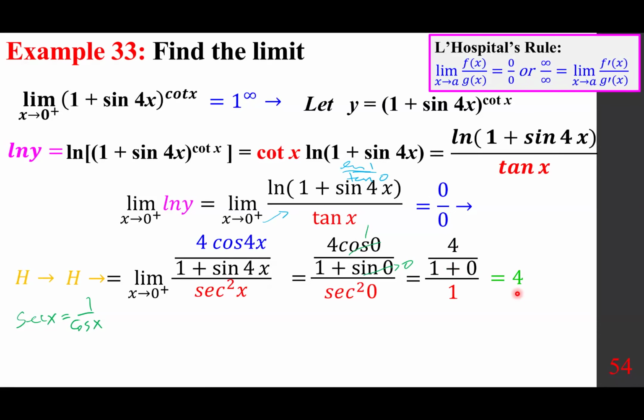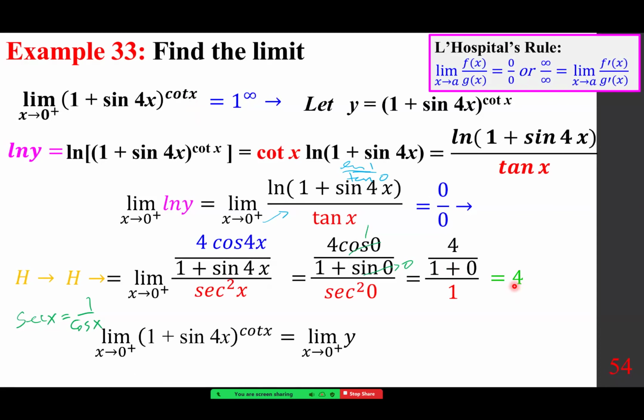So if this is 4, this limit is e to this power. The limit of y as x approaches 0 from the right is the limit of e to the power of ln y as x approaches 0 from the right, or simply e to the power of 4. We've done that before, and we can say whatever the answer is, e to that power. It's the final answer.